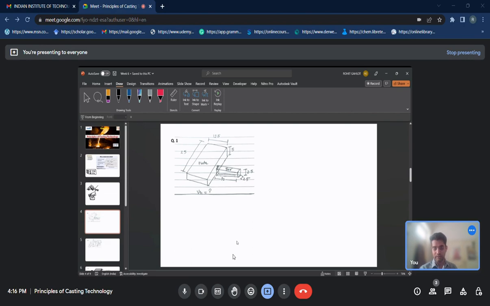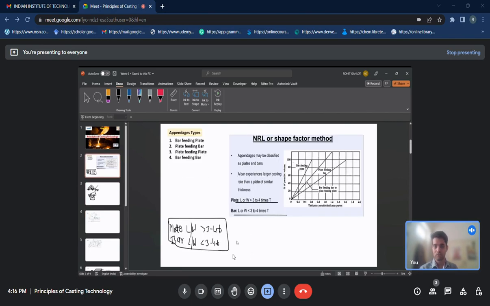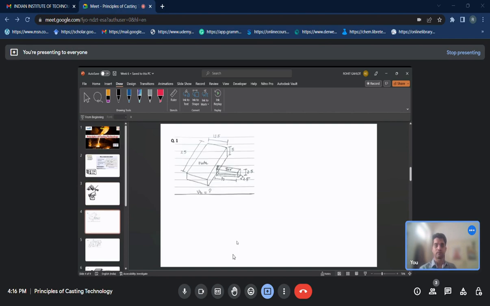As you can see, there is a plate of dimension 25 by 12.5 by 5, and then there is a bar also. This is the first type, bar feeding on plate, because first your riser will fill the plate, then the bar will get filled. The bar has dimension 10 by 2.5 by 2.5, while the plate's dimensions have already been given. We need to find the volume of the riser.